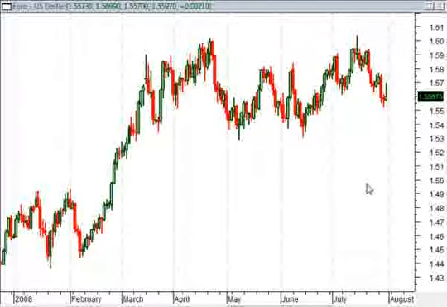Let me illustrate. What I'm going to do is put a bunch of arrows on the Euro US dollar on some of the most extreme spikes that we've seen. Basically what I look for is usually they'll spike for a couple of days, so I'll look for that first day's spike. I'll put an arrow on it, and you'll see how that corresponds with disruptions in the trend. By disruptions, I mean reversals.